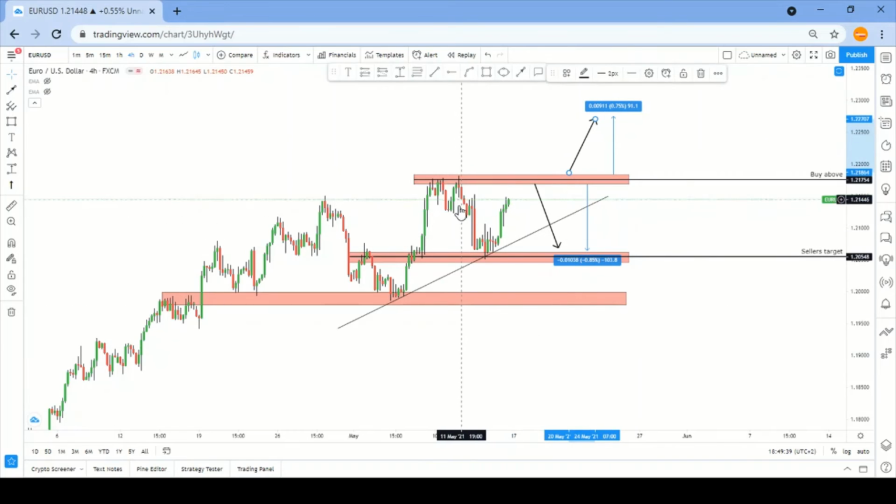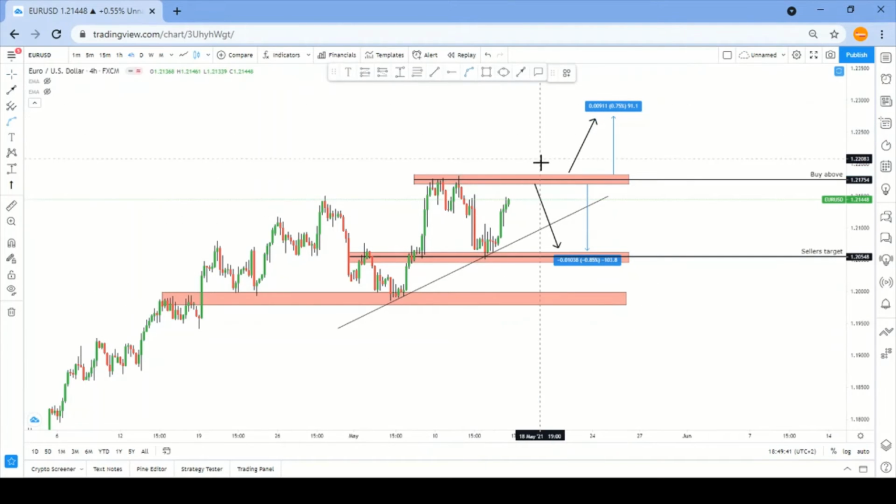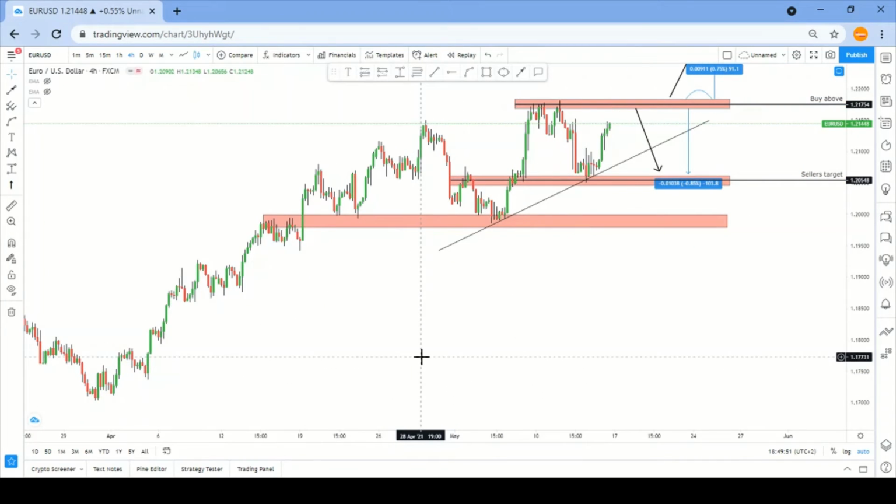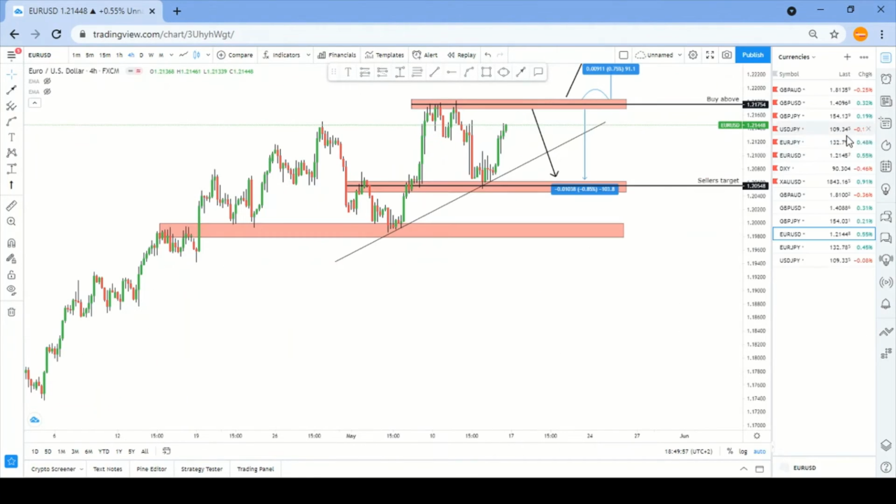but I'll be looking for a trade to the upside if I get a significant retest, right? So that you follow the market, right? Don't force the market to fit your trading style. That is my analysis on Euro USD at this moment. Not my favorite pair to trade this week.